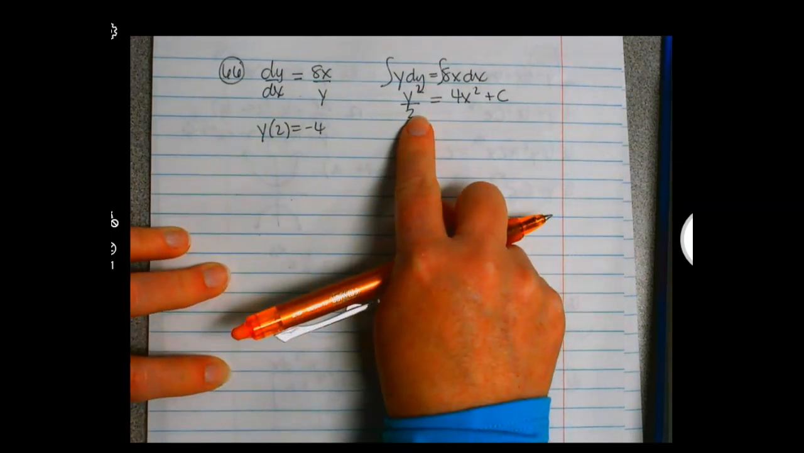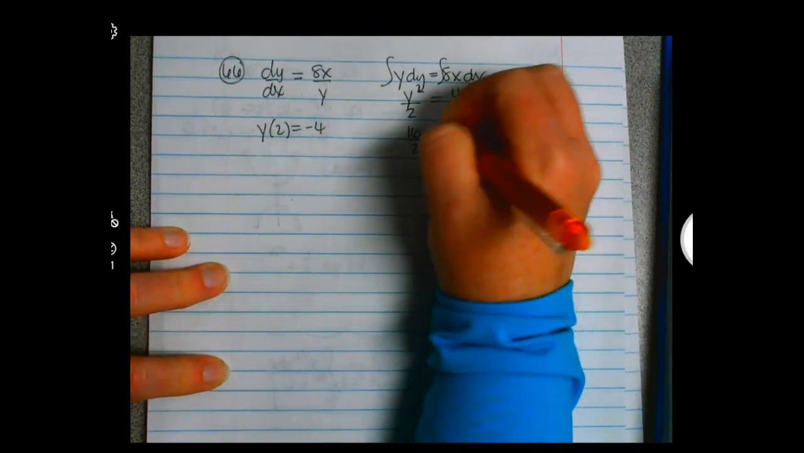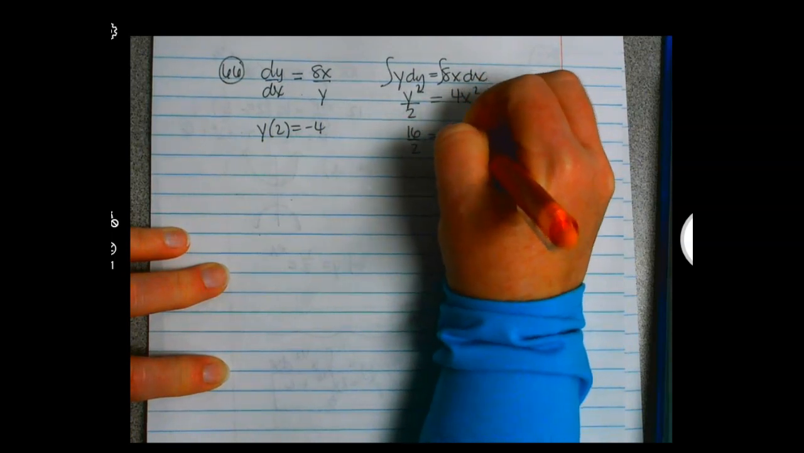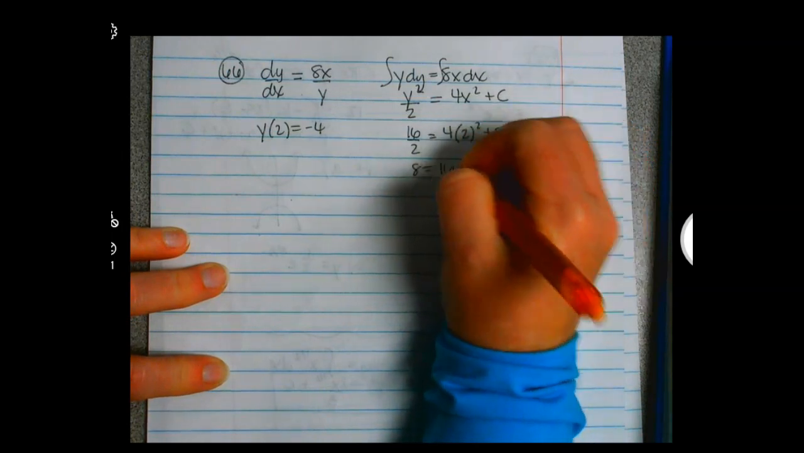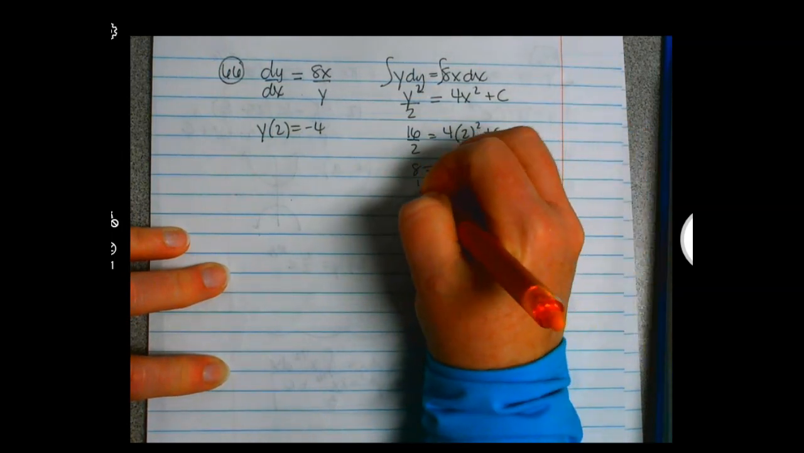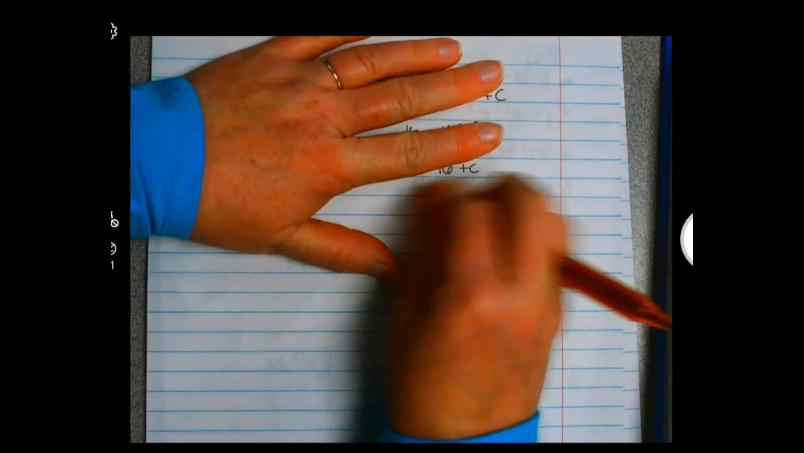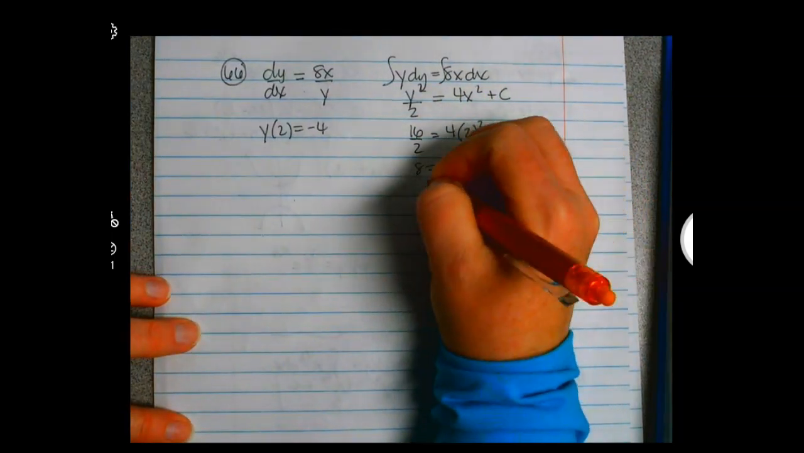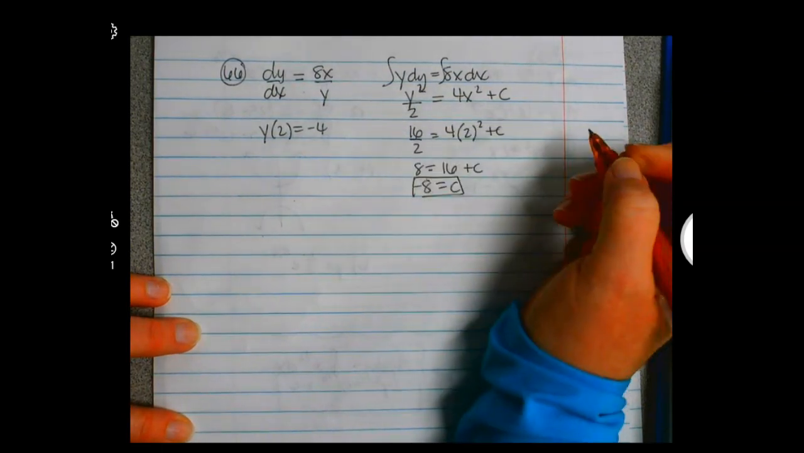So right here, this is the y, this is the x. So y is 16 over 2 equals 4 times 2 squared plus c. 8 equals 16. So c equals a half. Isn't it plus c? Wouldn't it be, that's c. Oh, it's not divided. Yeah, you're right. Okay, so I'm really discombobulated now. So what is that, negative 8? Mm-hmm. Oh, much better. Okay, so that helps me.